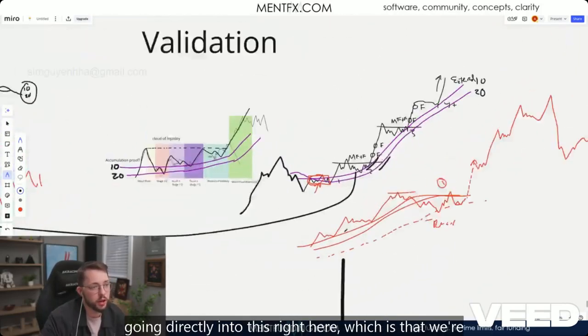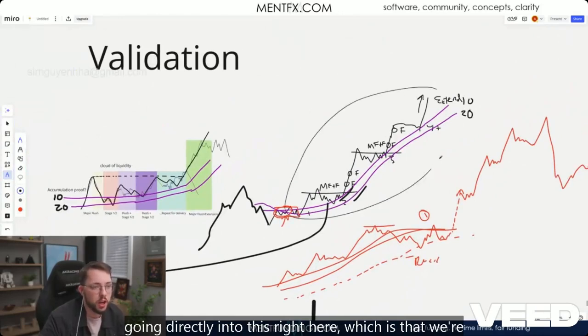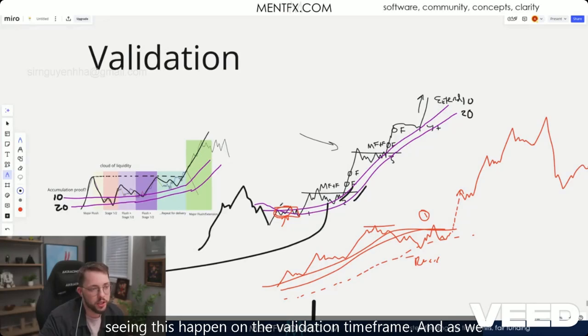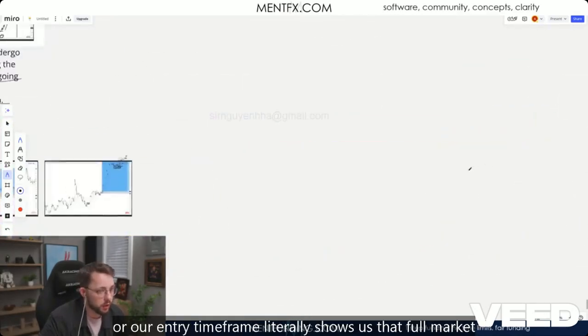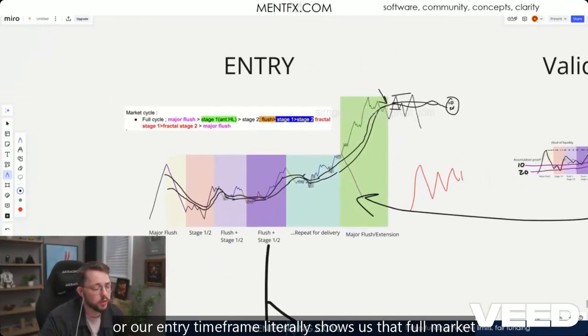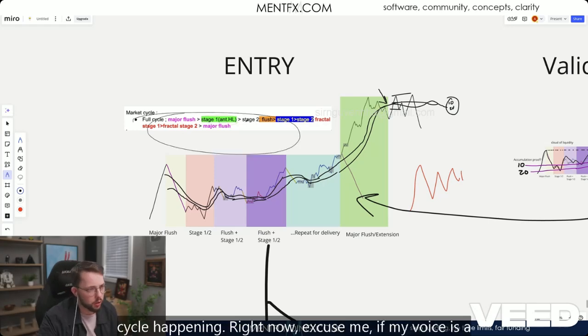So again, this is going directly into this right here, which is that we're seeing this happen on the validation time frame, and as we see this happen on a validation time frame, a lower time frame, or our entry time frame, literally shows us that full market cycle happening, right?